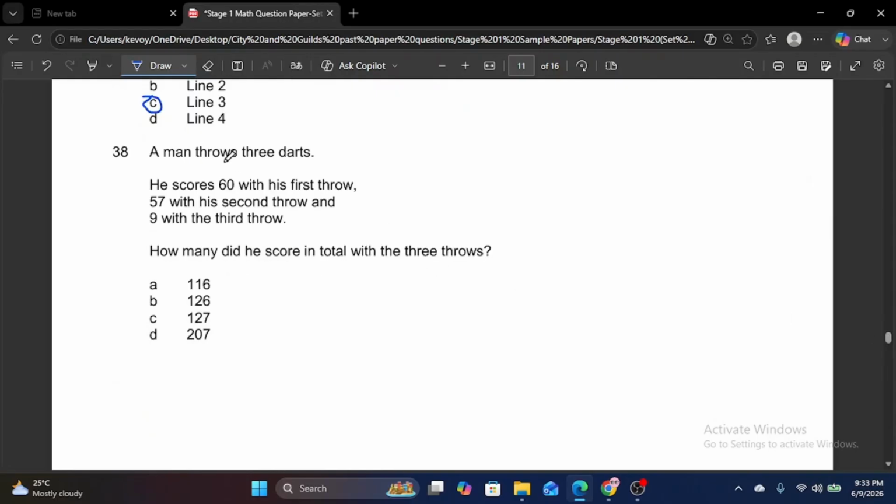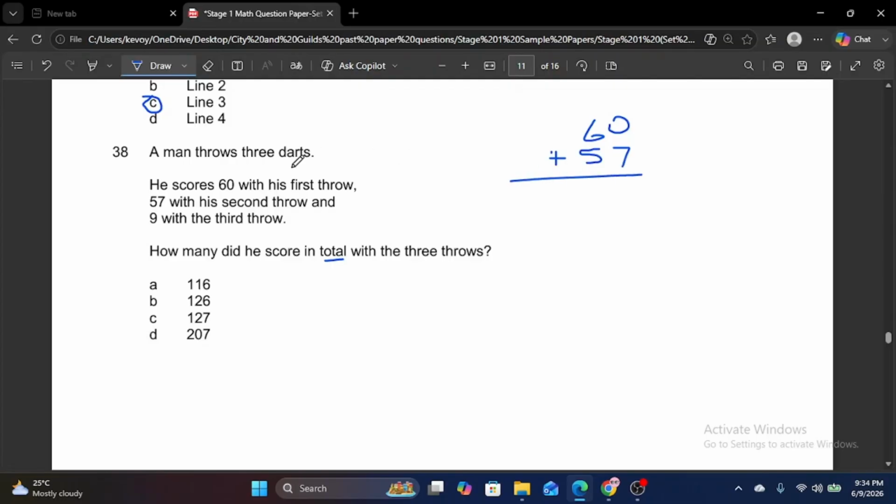Okay, so a man throws 3 darts. He scores 60 with his first throw, 57 with his second throw, and 9 with his third throw. How many did he score in total with the 3 throws? So all you'll be doing is adding. So that's going to be 60 plus 57.